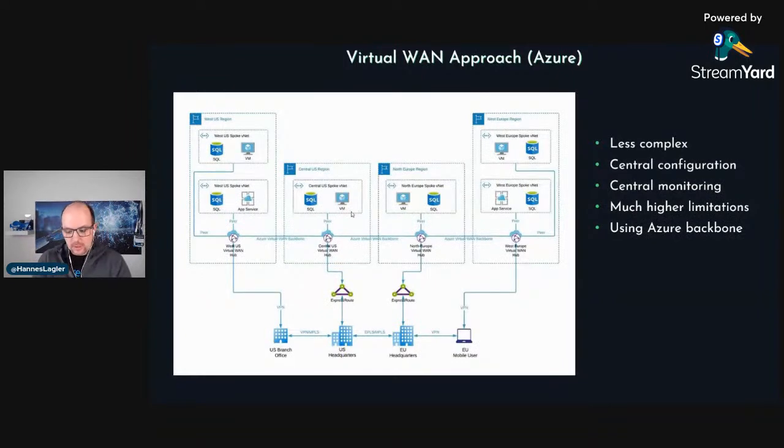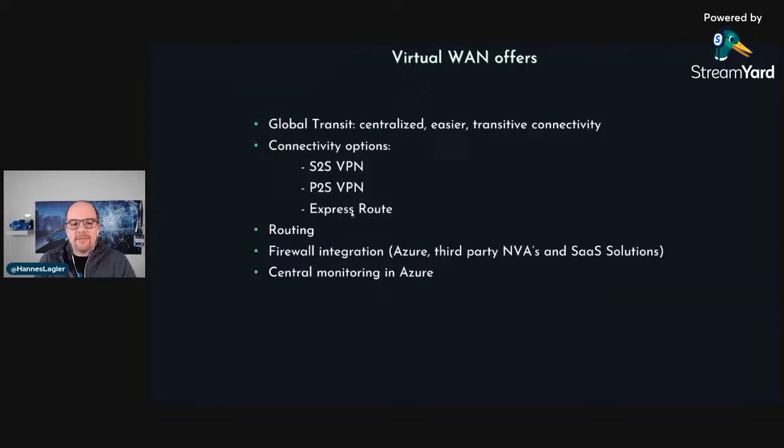This is really interesting. So let's go a little bit more into the details about the Virtual WAN approach. What we have is a global transit, centralized, easier transitive connectivity. Centralized is really important for many use cases. Much easier to provision, much easier to upscale, much easier to expand. So it's really cool. It's really simple. At the end, you have the option to implement a site-to-site VPN gateway, a point-to-site VPN connection, or ExpressRoute connection on your Virtual WAN configuration.